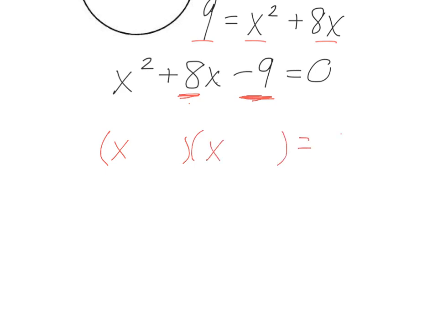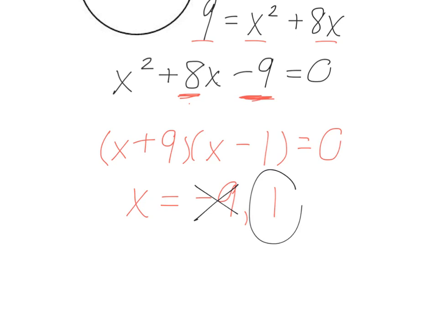I'm going to set it up with x and x in the first terms in my expressions. And I know my factors of 9 are 3 and 3 and 9 and 1. I'm going to go with 9 and 1. It has to be positive 8, so it's going to be positive 9 and negative 1. So my final answer is going to be negative 9 and positive 1. But as I said in the previous problem, I can't have a negative length, so I know my final answer is just 1.